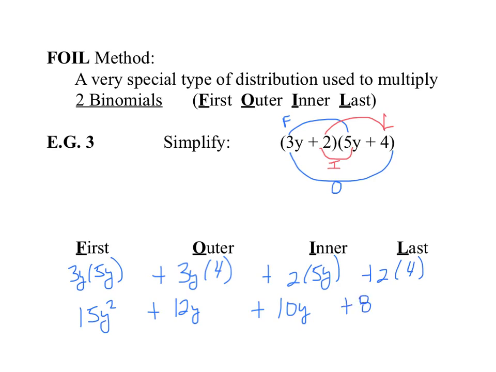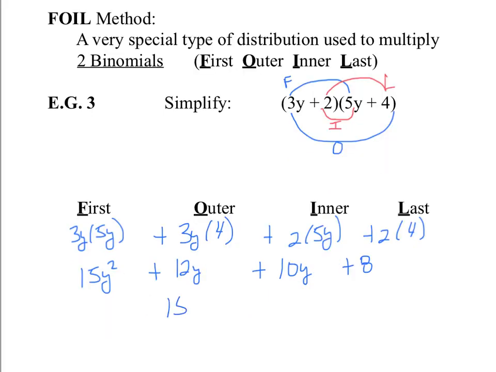And then once your multiplying is done, you're always going to have 4 parts, 4 monomials. And usually the ones that you'll see us do have like terms to combine. They're usually the outer and the inner. So in the end, you have an answer that is a trinomial. So 15y squared plus 12 plus 10 is 22y plus 8. And that is the result of multiplying this binomial times binomial.